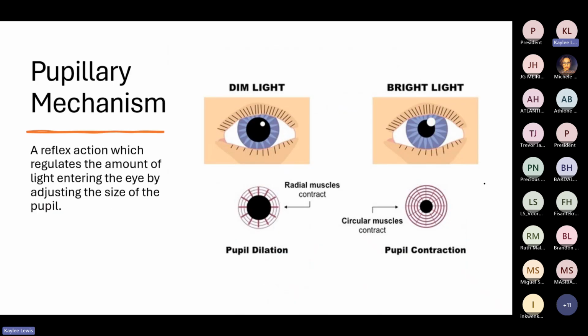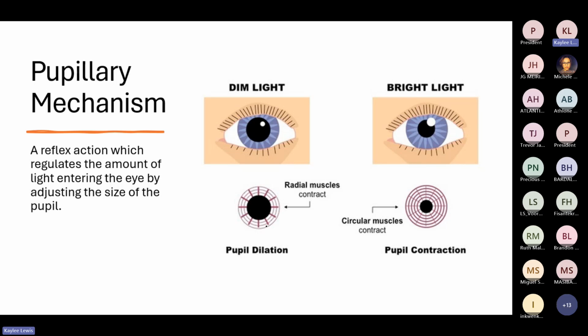Okay, so two processes that you do need to know when it comes to the eye. The first one is pupillary mechanism. So how does our pupil change size and why does it happen? If we look at our eye in this picture, the dark part, the black circle, is the pupil, and surrounding the circle would be the iris.